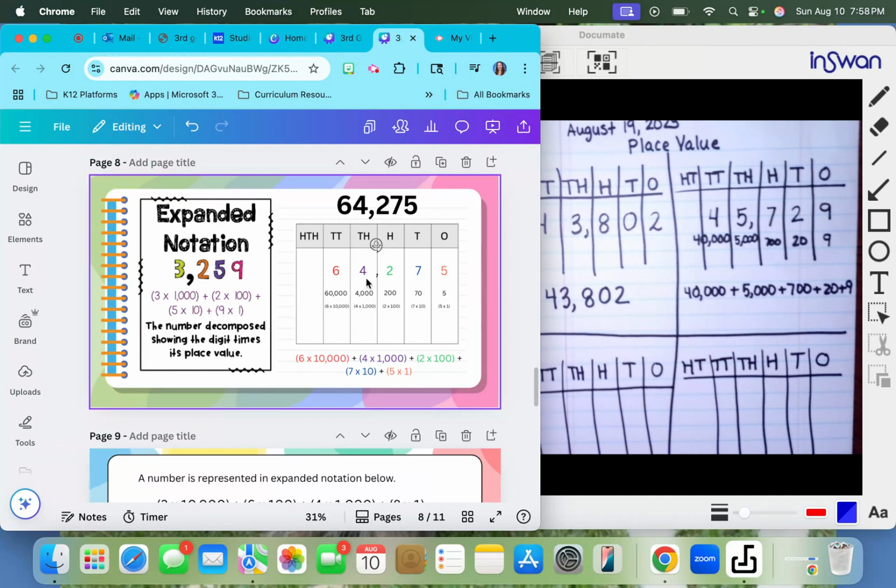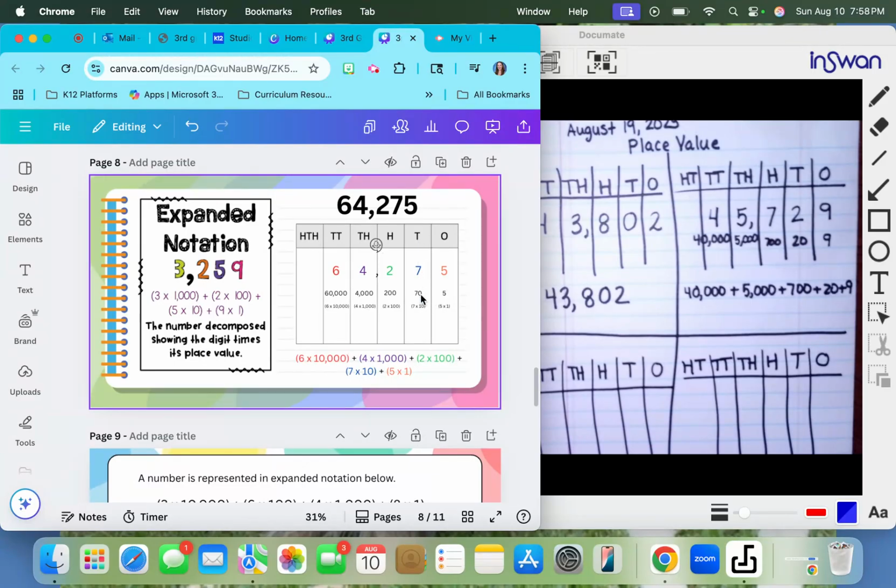Let's try another value. We have a 4 in the thousands. That would be 4,000. And that is written in expanded notation as 4 times 1,000. Another way to think about that is there's a 4 in the thousands place. Let's take a look at our 2. He's in the hundreds. We know that's 200. So in expanded notation, that would be written as 2 times 100, or 2 in the hundreds place.